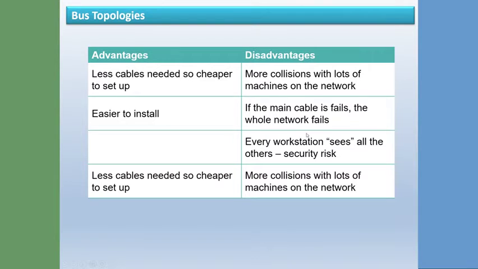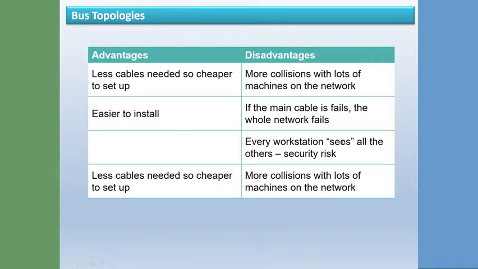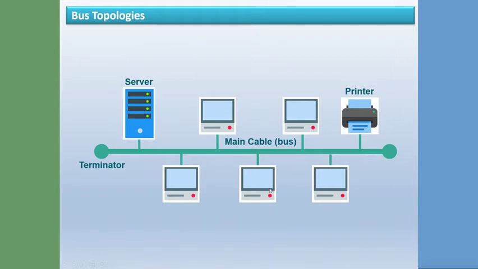Every workstation sees all of the others. This is a big security risk. So this computer here can see this one on the network. If you can see it, you can physically interact with it, and therefore you could cause some security issues there. And as I've already said, there are more collisions when you have more machines on the network.